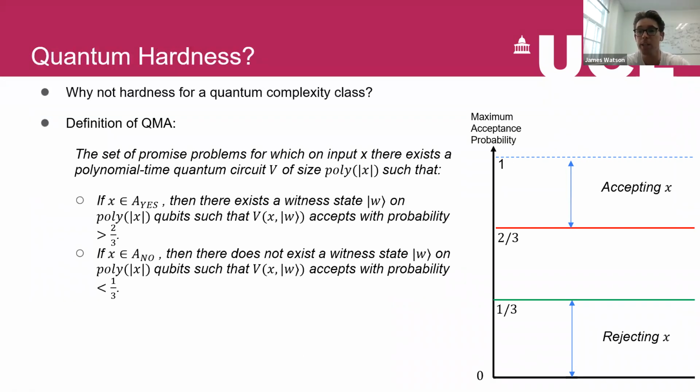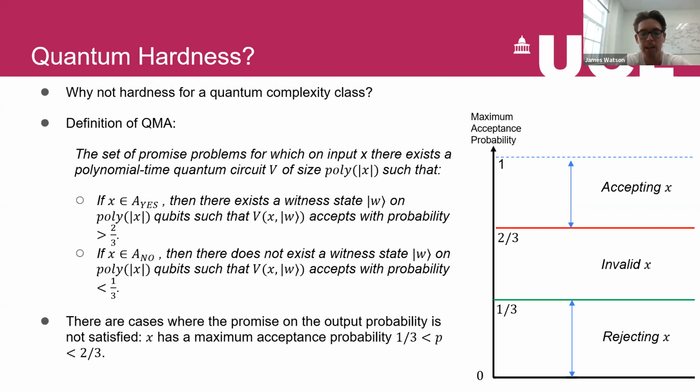So in particular, just using QMA as an example, you may recognize the definition of QMA to be the set of promise problems for which on an input X, there exists a poly-size circuit such that if X is a yes instance, then it accepts a witness with probability greater than 2/3. If it's a no instance, it accepts no witness with probability greater than 1/3. But this leaves open another case. What happens if I input an X which has a maximum witness acceptance probability between 1/3 and 2/3?